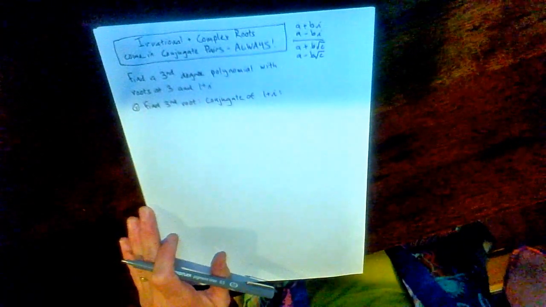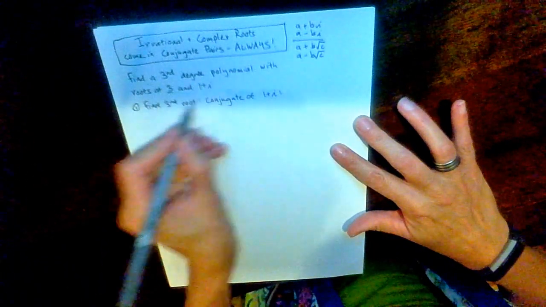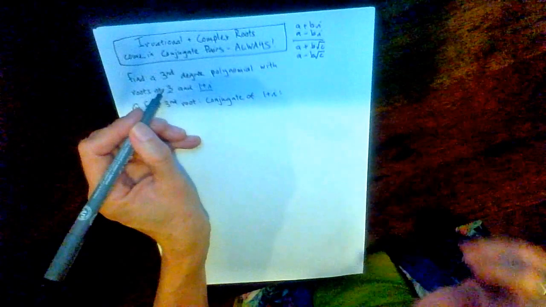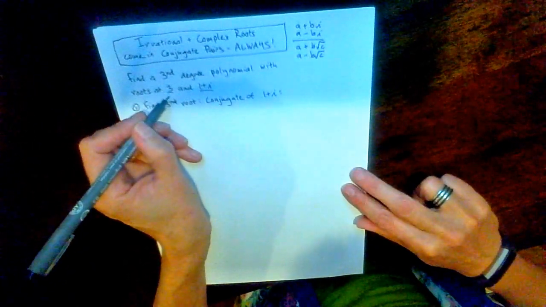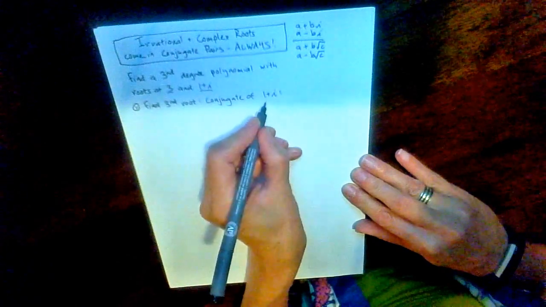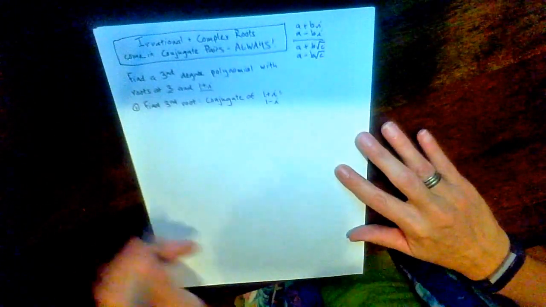If I'm asked to find a third degree polynomial with roots at 3 and at 1 plus i, I know because it's third degree it needs to have 3 roots. I have 2 of them, but because one of them is a complex root, I know that the other root has to be 1 minus i.